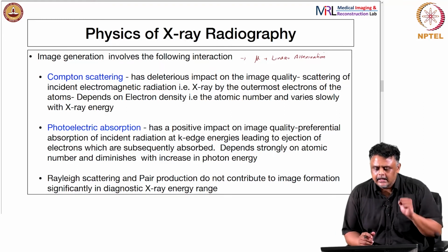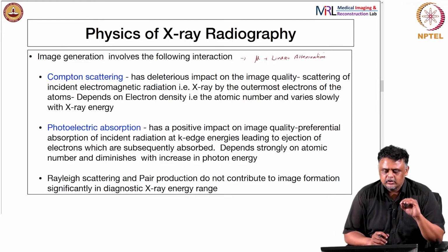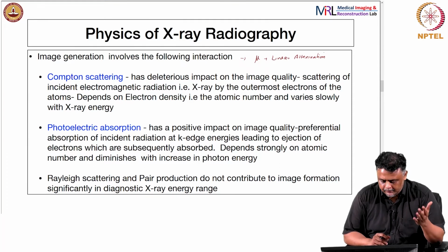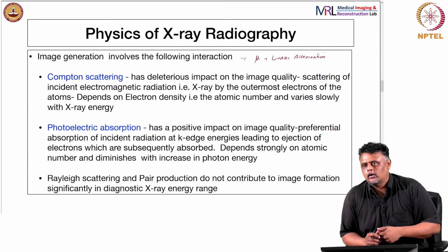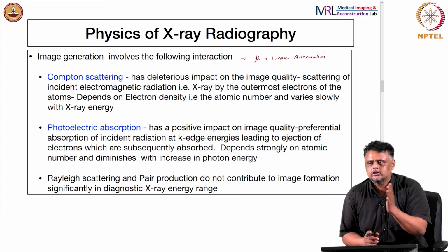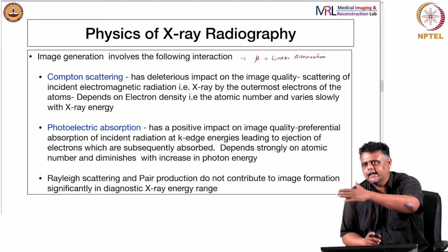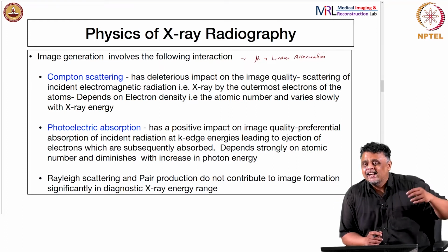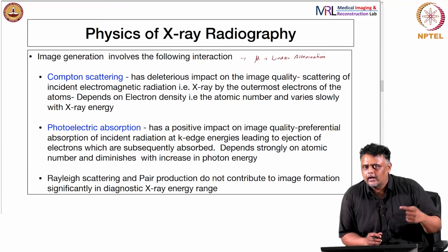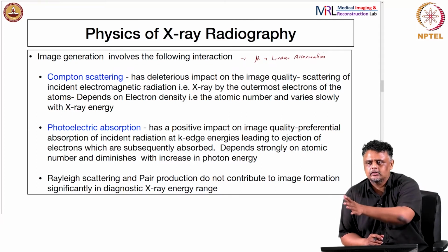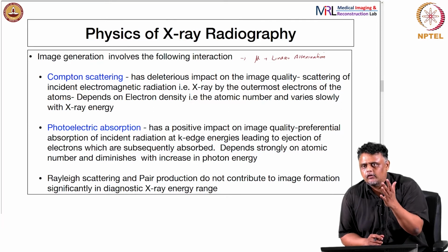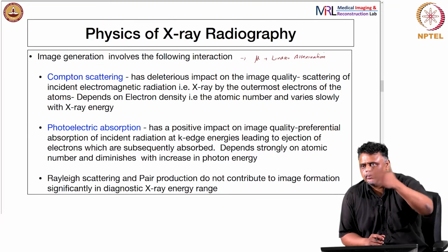Compton scattering actually has a bad impact on image quality. The incident X-ray photons interact with the outermost shell electrons, and that interaction leads to a deflection of the X-ray photons from their initial path. So instead of going through in a straight line, the photon gets deflected. Remember these are all stochastic in nature; it is not like you are following one photon at a time. Think of it in an average: millions of photons are coming through in a packet, and some fraction of it will be deflected by this interaction. That leads to loss of contrast.